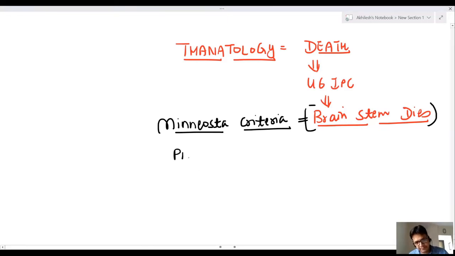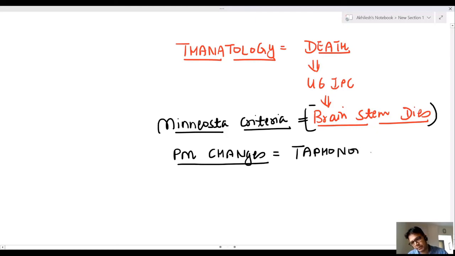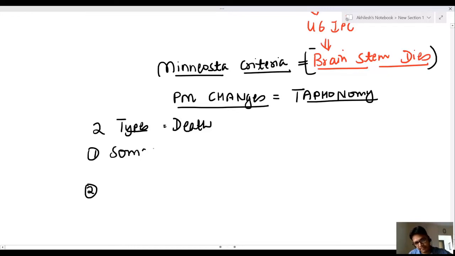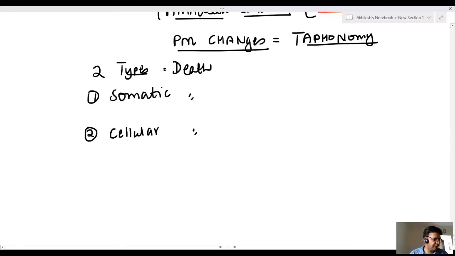Sir, postmortem changes after death, this branch is known as taphonomy. Two types of death we have. One is somatic death. Another is cellular death. The study of postmortem changes is known as taphonomy.